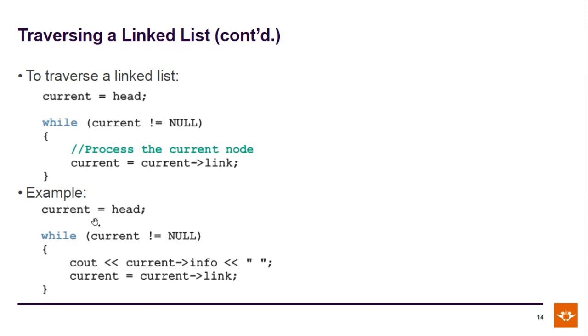So here's an example. You start at the head, so current is head, and then while current is not null, this is the processing that's happening here. You are just basically outputting what is stored at info, and then you're outputting a space character. And then you move to the next node.